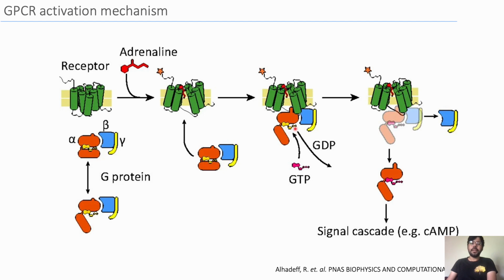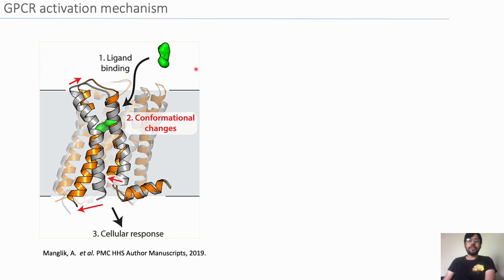After the G-protein binds, it changes its GDP for a GTP, and this will cause the decoupling of the beta-gamma subunit from the alpha subunit, which leads to a signal cascade. In our project, we are much more interested in the first step of the activation process, when the ligand binds to the receptor, causing a conformational change that can be represented by movements of large domains of the protein, and this will lead to a cellular response.